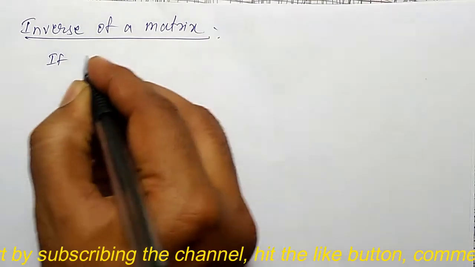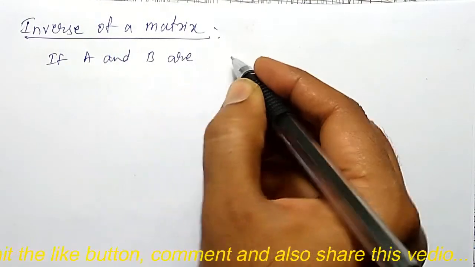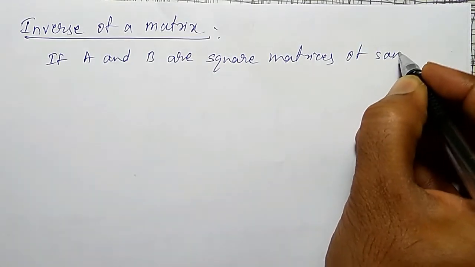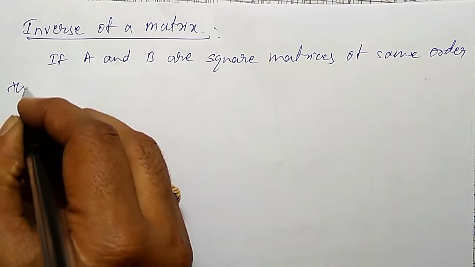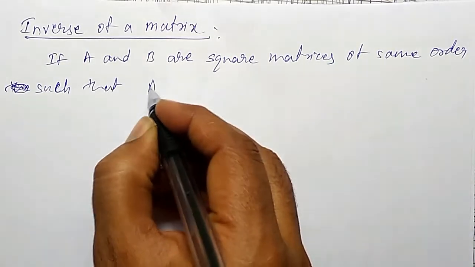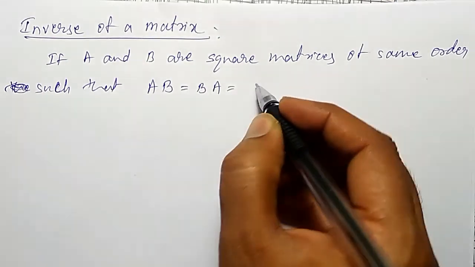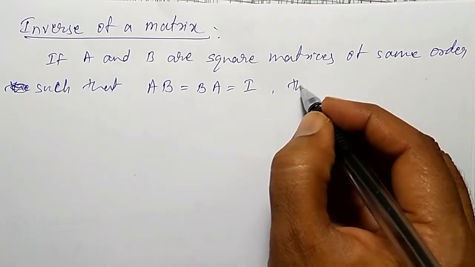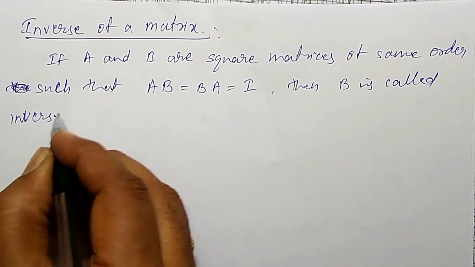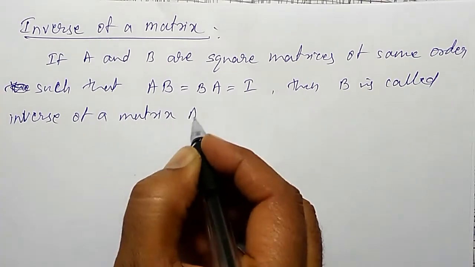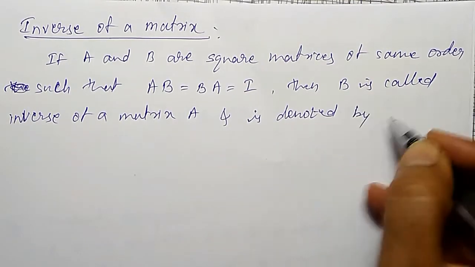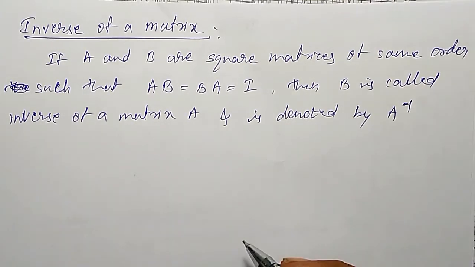That is, if A and B are square matrices of the same order such that A into B is equal to B into A is equal to the identity matrix, then B is called the inverse of matrix A, and is denoted by A inverse, A raised to minus 1.